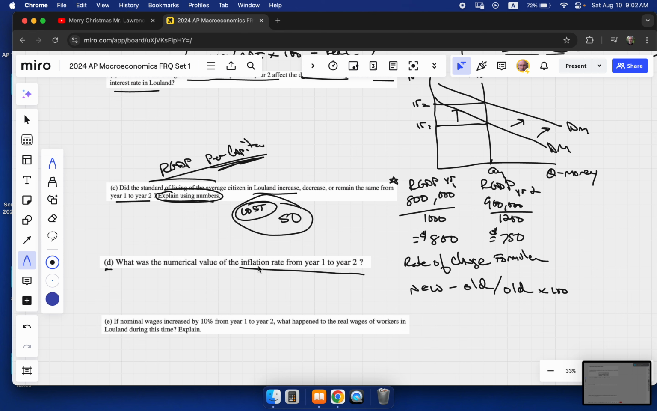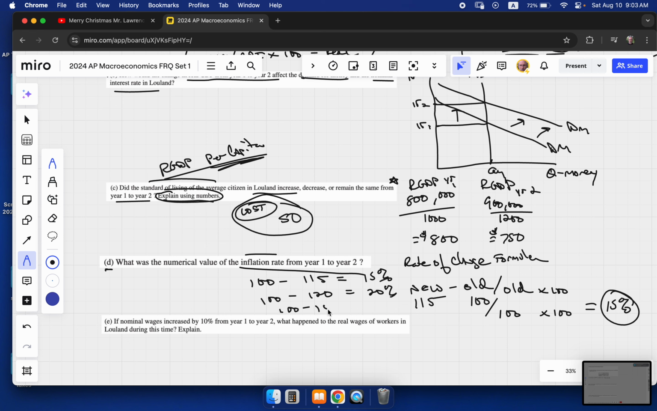I know CPI is inflation, right? So CPI or deflator are measures of inflation. So we know that our new was 115. We know that our old was 100. We divide that by the old, and we're going to multiply that by 100. It's going to give us 15%, right? Again, this is pretty easy. If you're going from 100 to 115, we know it was a change of 15%. If you go from 100 to 120, we know it was a change of 20%. You go from 100 to 150, you know it was a change of 50%.